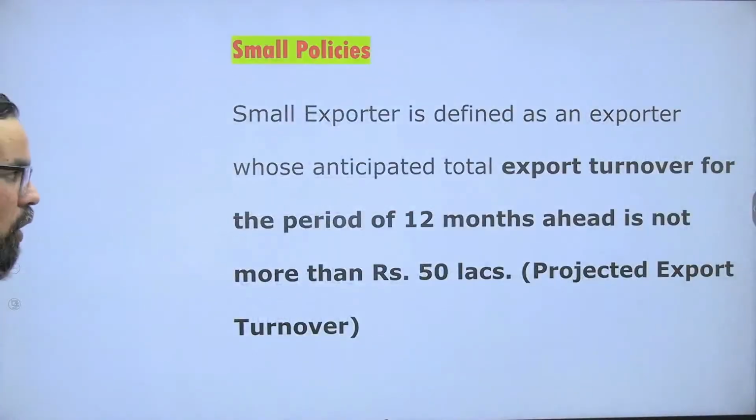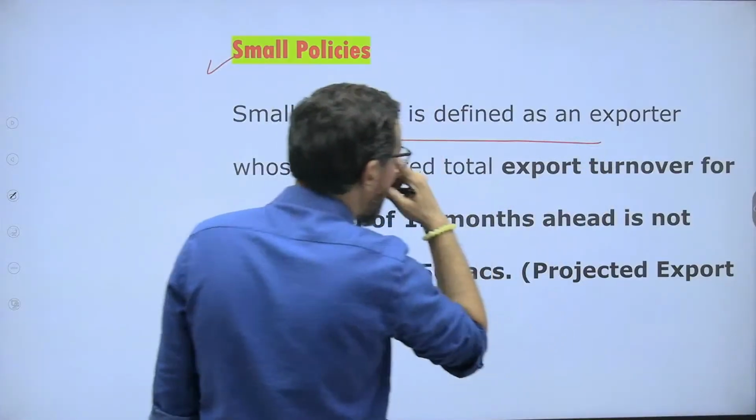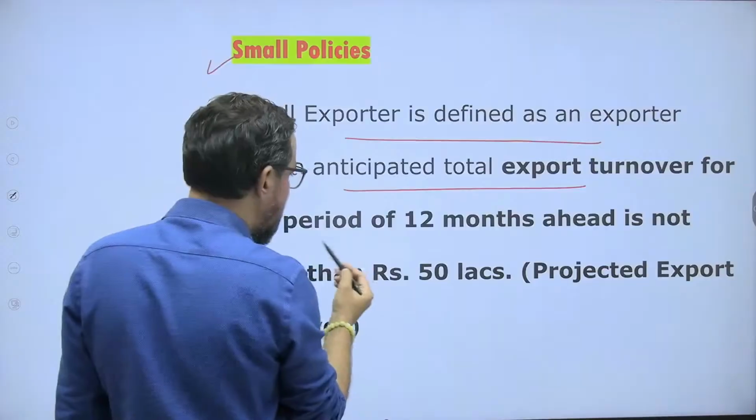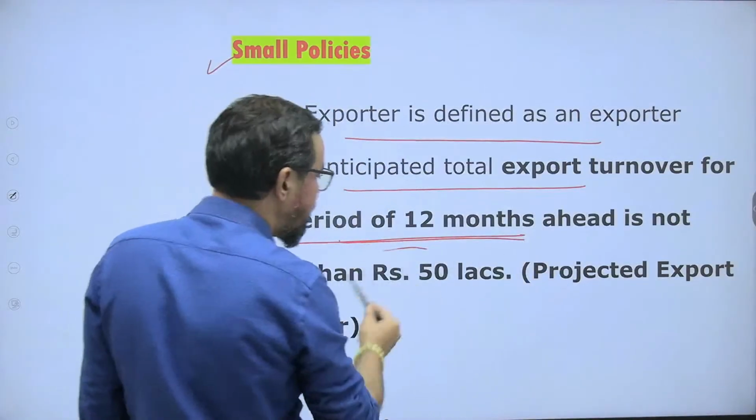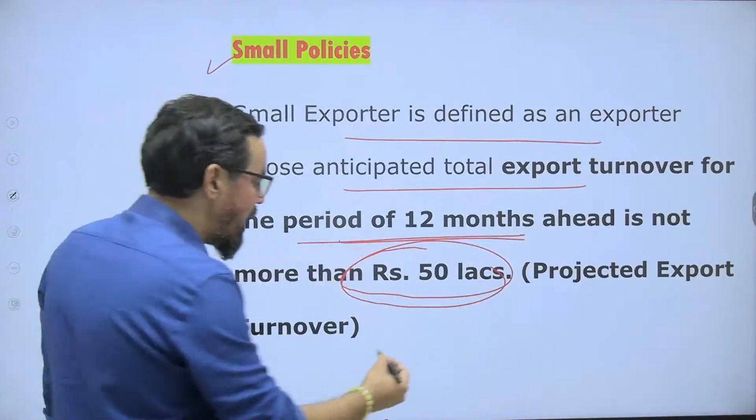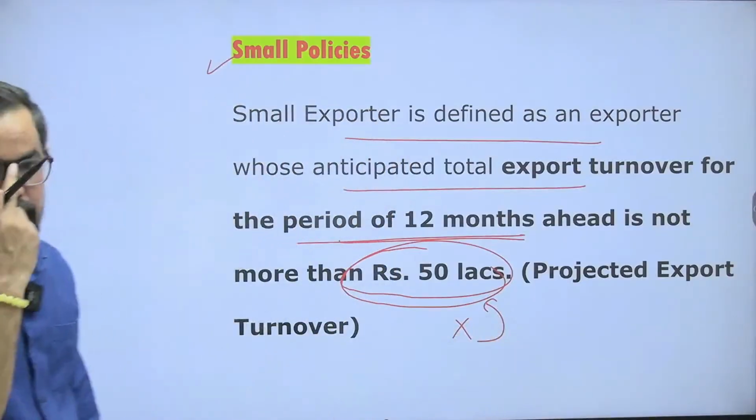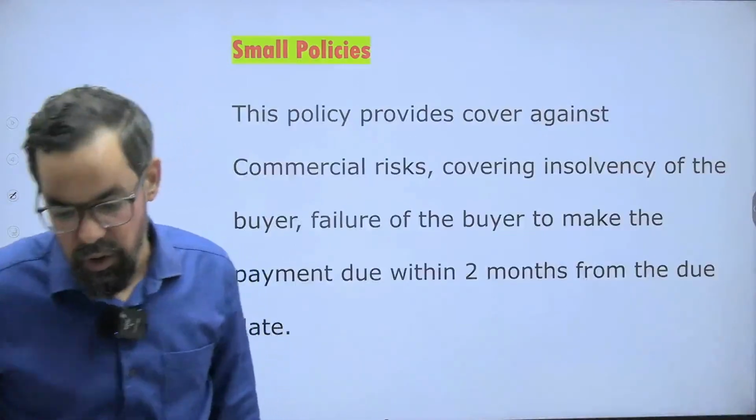Small policies again. Small policy exporters are defined as exporters whose anticipated total export turnover within a period of 12 months is not exceeding 50 lakhs. Please cross check this one. I'll mention it here, just cross check this particular one. Reason being, sometimes they update these figures. So if they have updated them, you have to cross check that particular one.